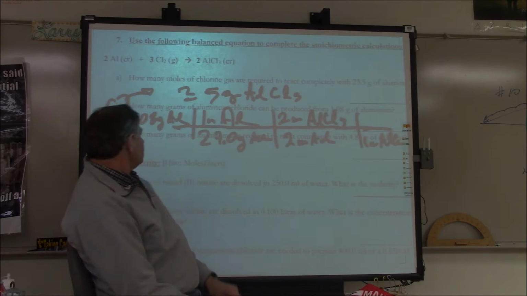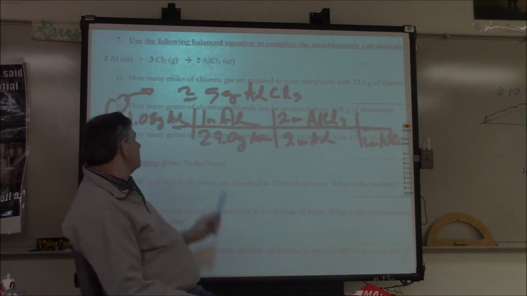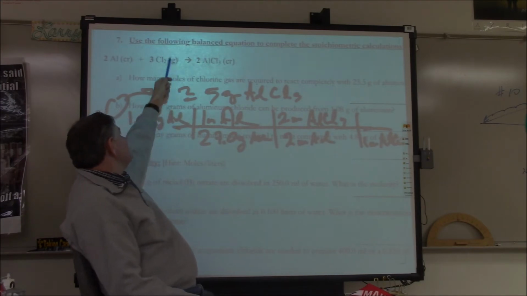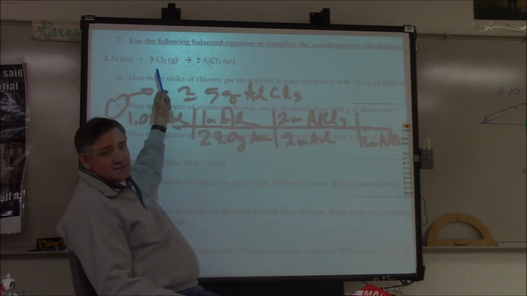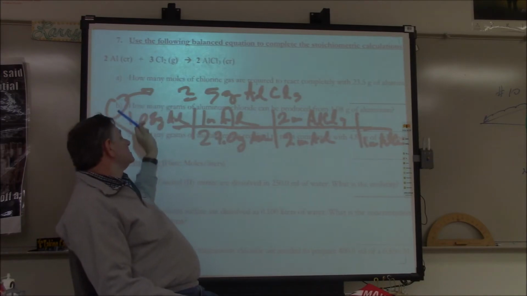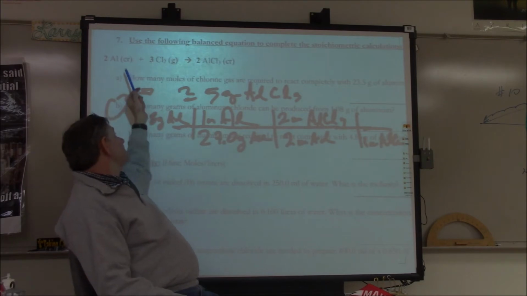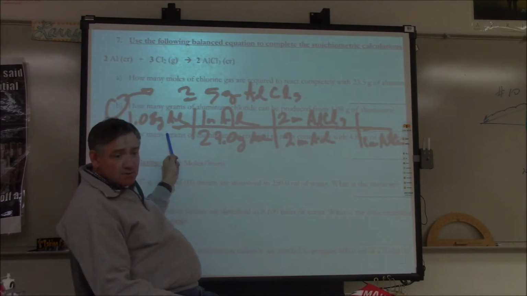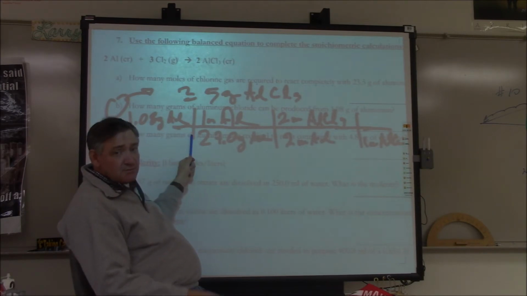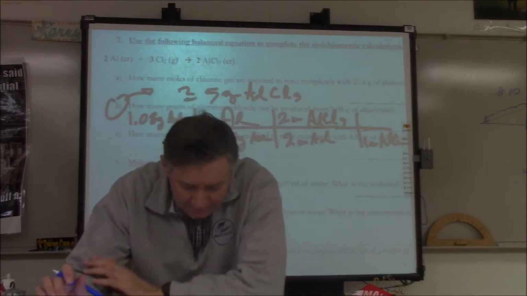Now, here's the assumption that's made on this problem. This is not a limiting reactant problem, because you're assuming that you have enough chlorine gas for this reaction to take place all the way through to completion. That's one of the key assumptions. You're just going to assume that this reaction is going to run until the aluminum runs out. Once the aluminum runs out, boom, the reaction is finished.